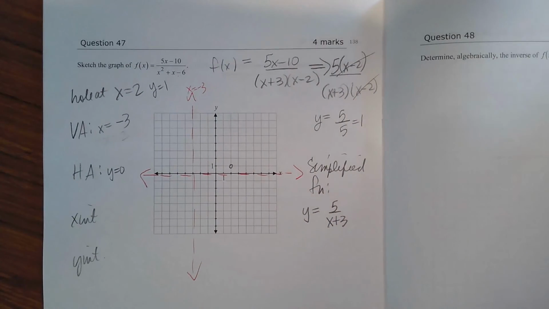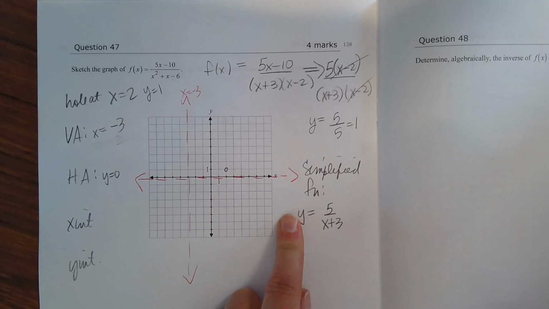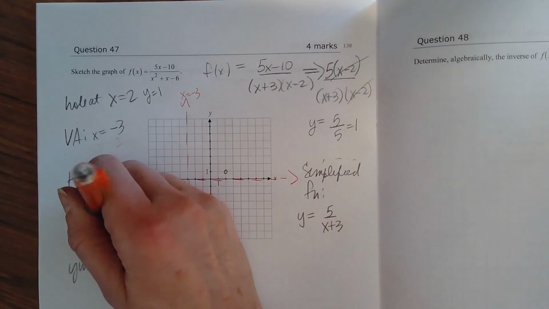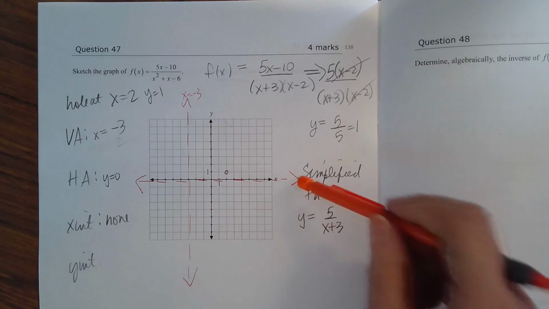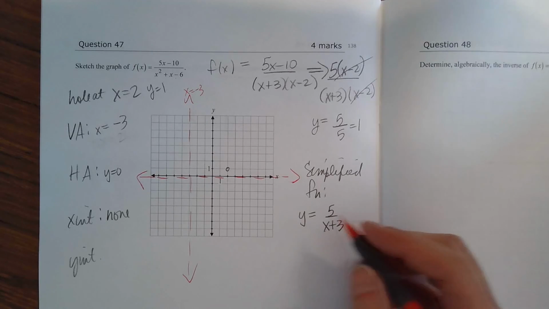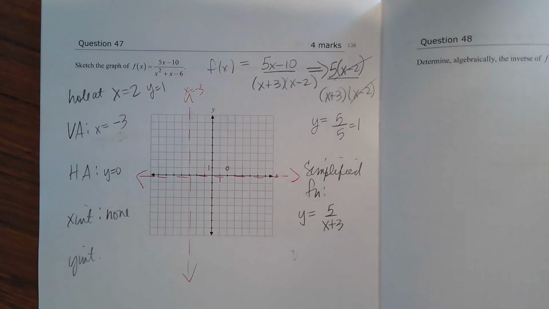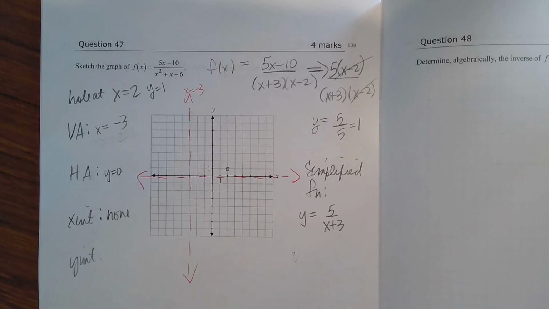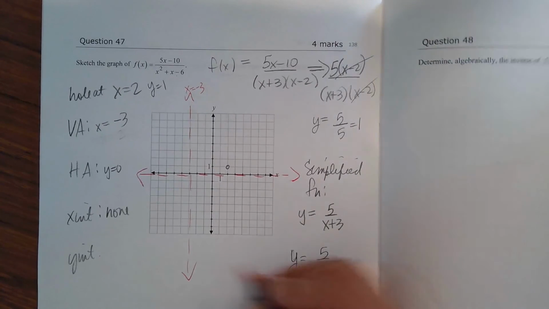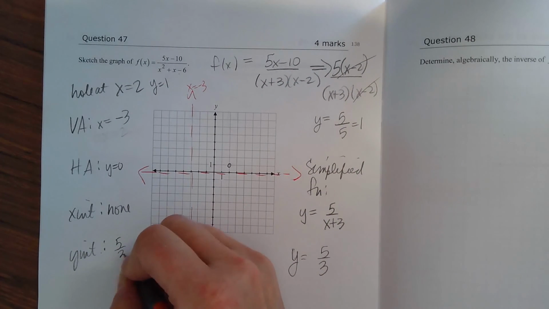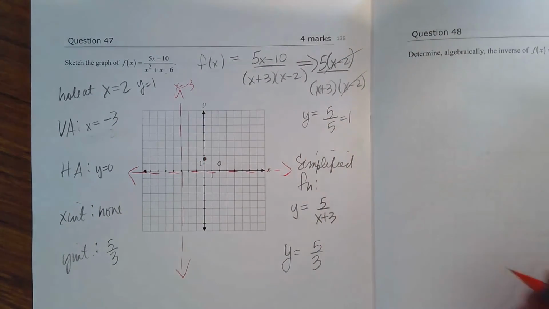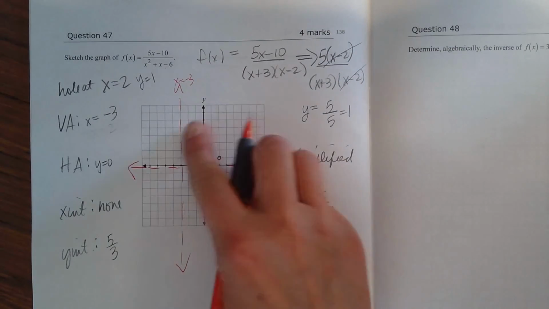That's your simplified version. So for my x-intercept, I put a 0 in here, right? I solve and none, right? Which kind of makes sense, right? Because my asymptote is the x-axis. Okay, what's the y-intercept? Y equals 5/3, so 5/3. That's 1 2/3, so it's 1 and kind of about here. That's my y-intercept.